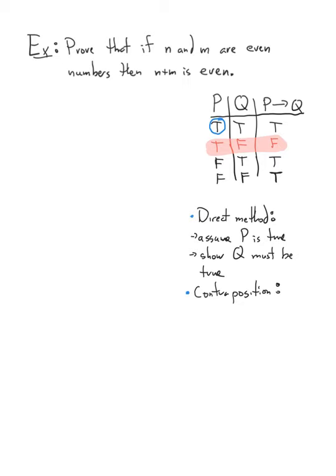So the contraposition way is you're going to assume that Q is false. And again, we want to make sure that we're not in that dreaded row, so we can't have that P is true as well. So we assume Q is false, and we show that P must be false. And the third way is called contradiction.